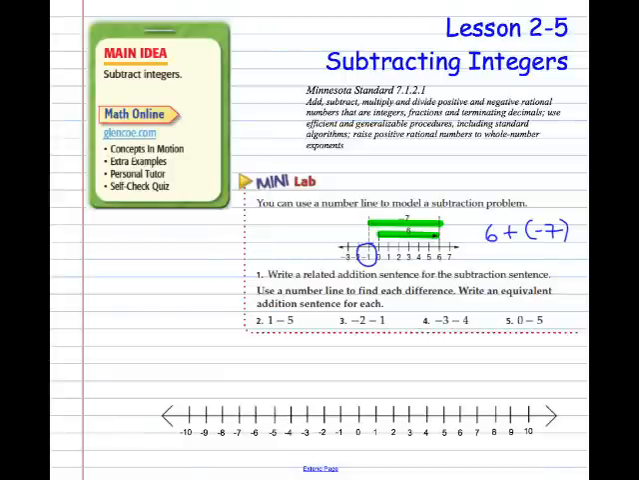In our second example, starting at 0, going to -2, then subtracting another 1 would give us -2 minus 1. Starting at 0, going to -2, subtracting another 1 gives us -3. So -2 minus 1 is -3. The related addition sentence, or equivalent addition sentence, would be -2 plus -1, which gives us -3.